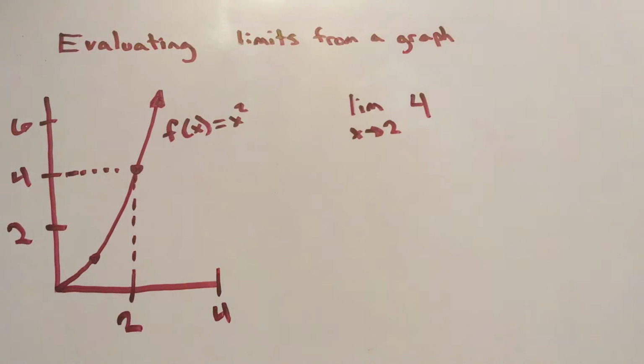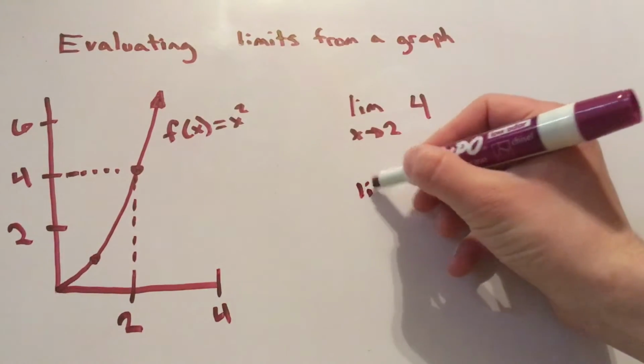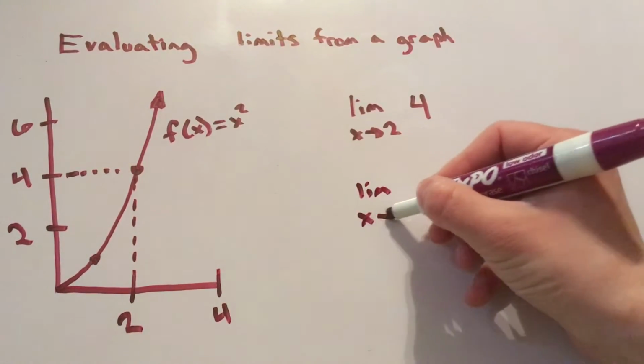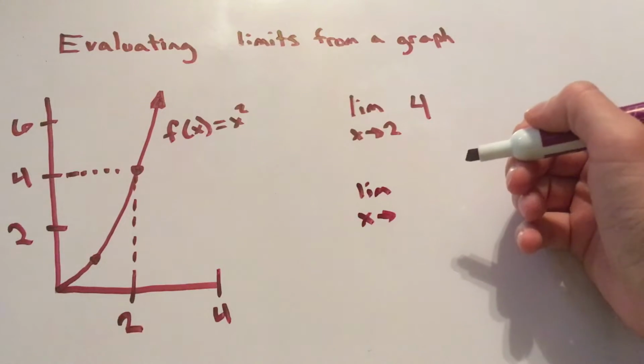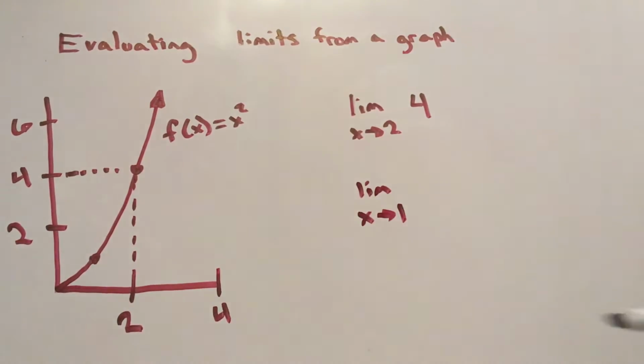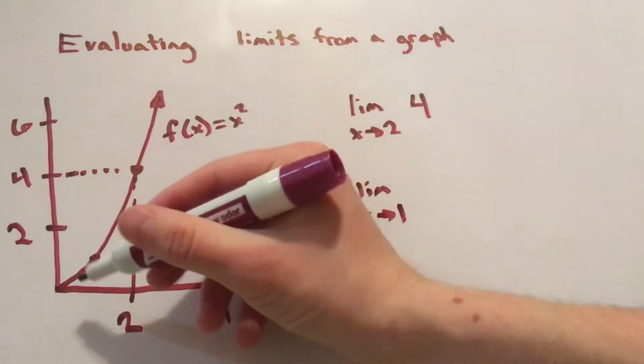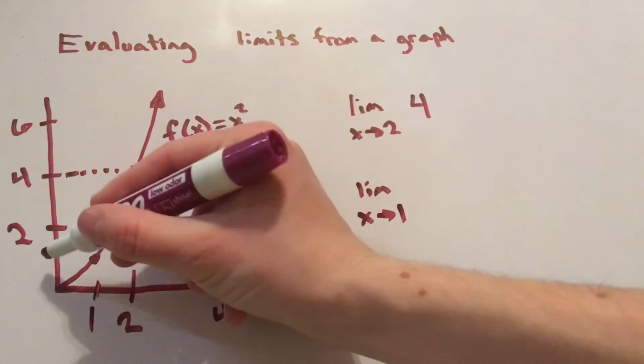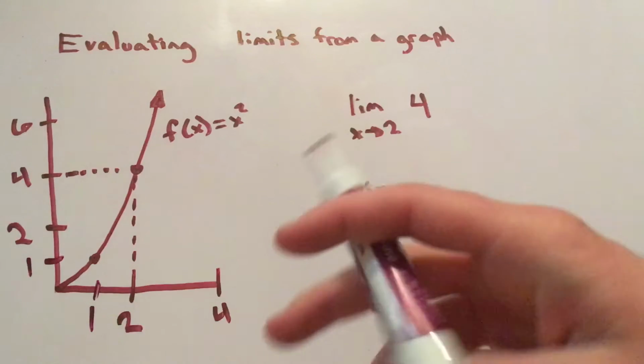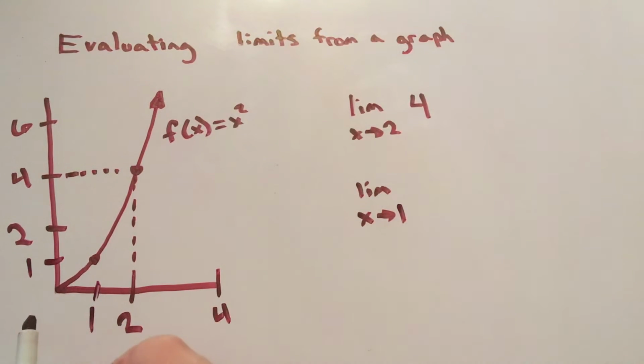Okay, we'll do another one. Limit as x approaches 1. Well, I don't have it marked here, but as x is starting at 0, we're going to 1, and the function value is 1 at that point.